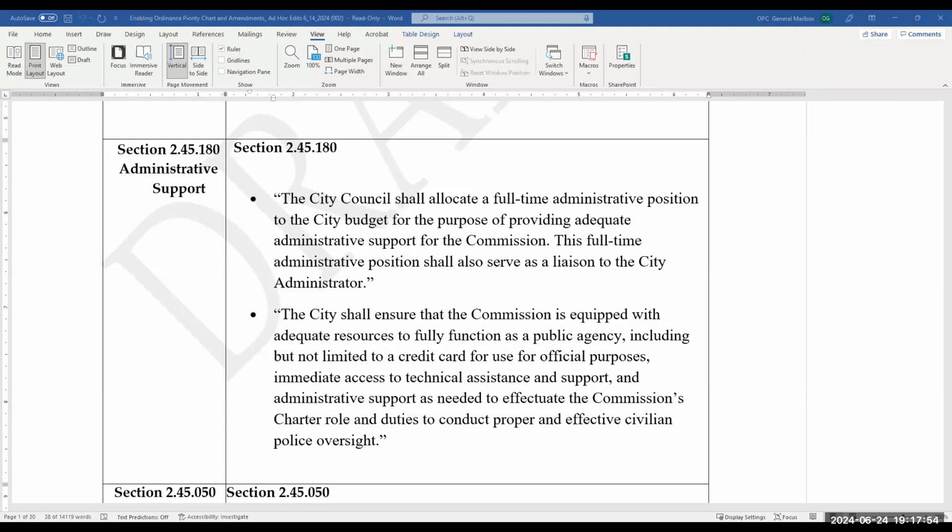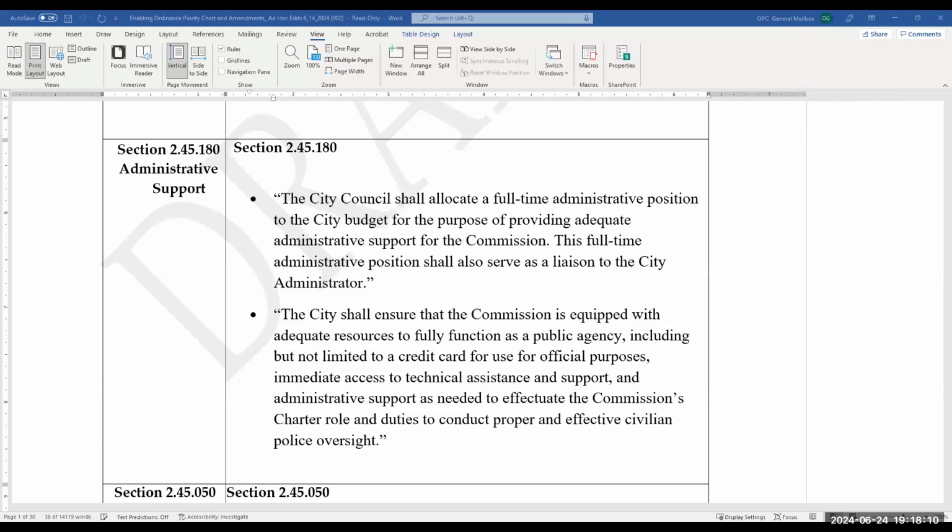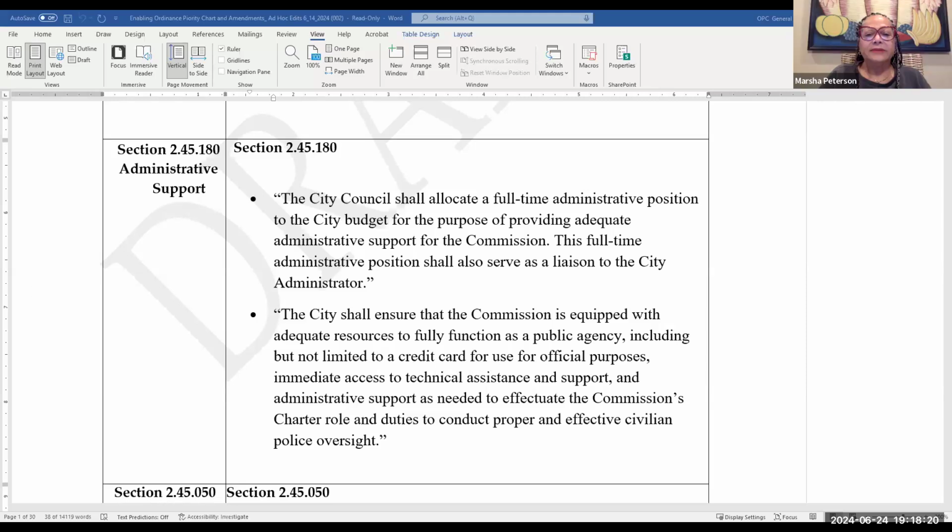Got it. And I just want to make sure that it says that the position is allocated to the commission budget, not the city budget. Because you could easily have those 2 positions go to, say, the city administrator's office as it's written. Okay, so 2 full-time positions to the police commission budget. Yeah, police commission budget. Okay, got it.